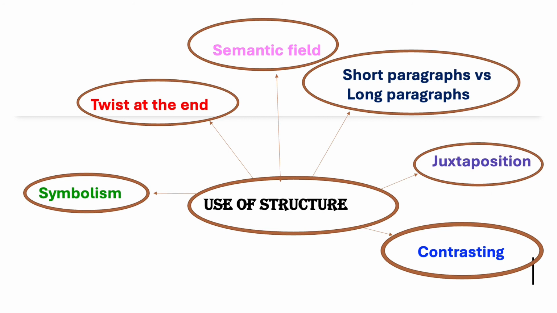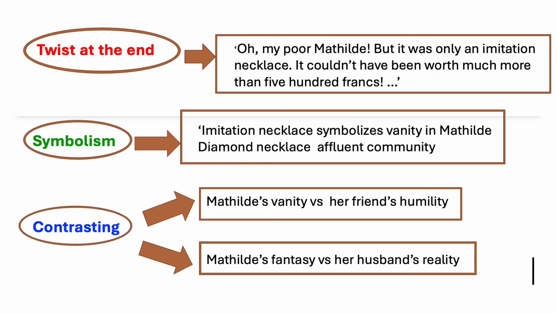The story is well structured by using some devices like semantic field, short paragraphs versus long paragraphs, juxtaposition, contrasting, symbolism, and twist at the end. There is a surprising twist at the end, and until the end, the reader is unaware of the fact that the necklace is imitation. Symbolism is another device employed by Maupassant effectively. Imitation necklace symbolizes Madame Loisel's vanity, while diamond necklace showcases Forestier's humility, being in the affluent class.